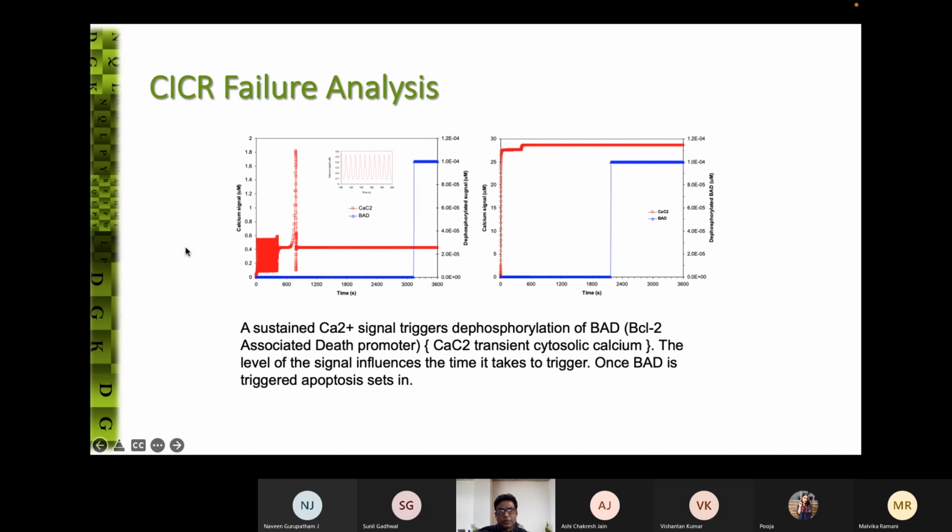So when the model is all perfect, then what you'll see is that you get an oscillation which is typical of a calcium signaling oscillation. So there is a very periodic oscillation that you would observe. That is an expansion of this region. And if you expand that, you can see this. And in this case, what happens is you don't see any signal of this BAD coming up for a long time.